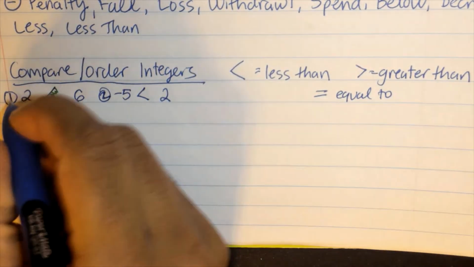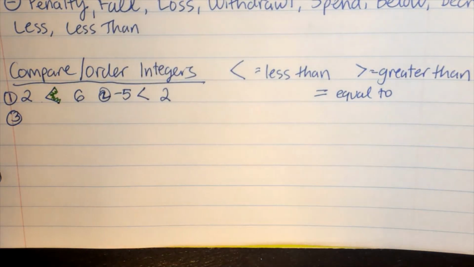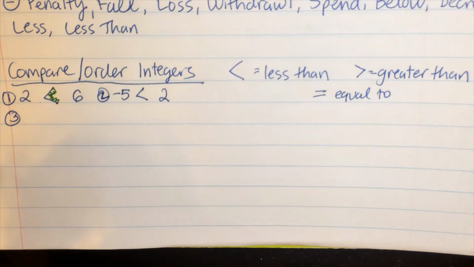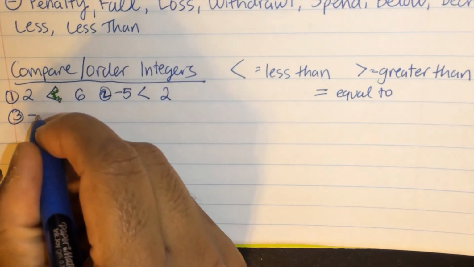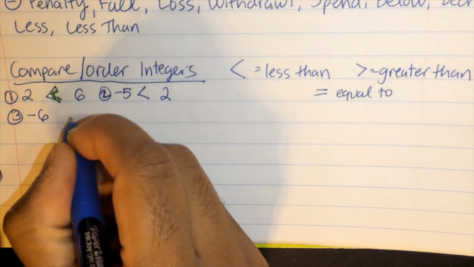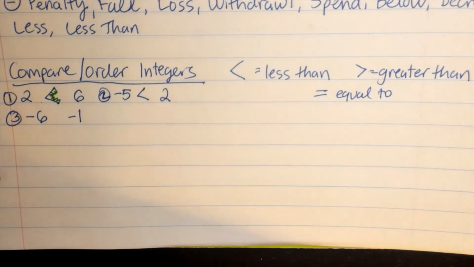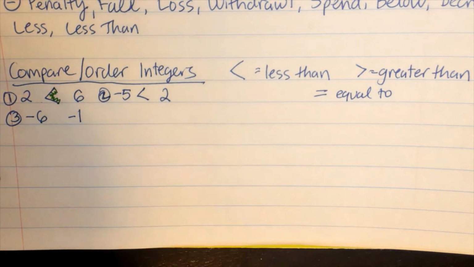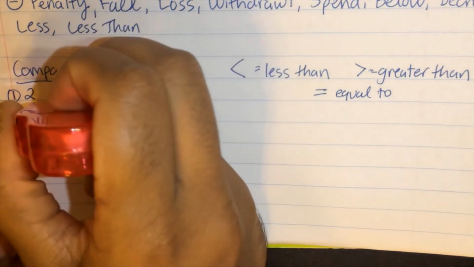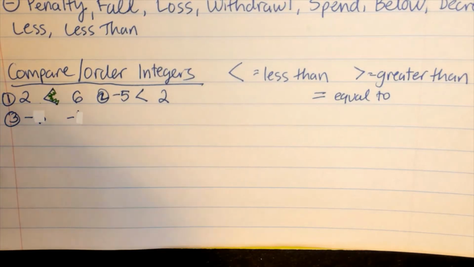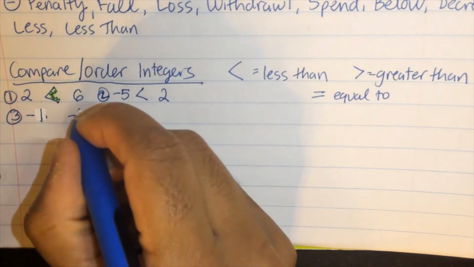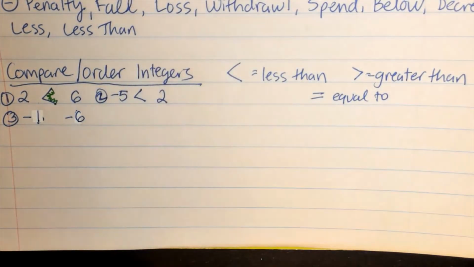All right? We're going to do 3 more examples, and then I'm going to let you do the practice. So let's do negative 6. What is it compared to negative 1? Sorry, let's do it the other way. Let's flip these around, because I'm just thinking, okay? So let's do negative 1 and negative 6. Let's flip those around, because I just want it that way.